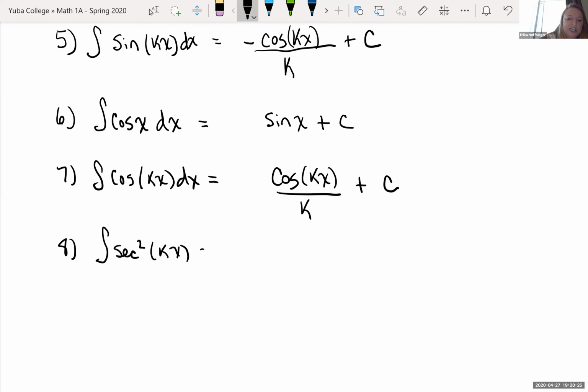Now I'm just going to jump into the other trig functions, putting that k in there. So if you have secant squared kx, which trig function could we take the derivative of and get back secant squared? Remember, taking the derivative of tangent gave us back secant squared. So the antiderivative of secant squared kx is going to be tangent kx, all divided by the k, plus c.